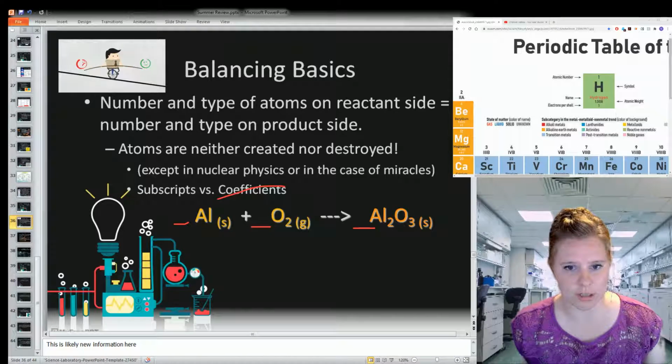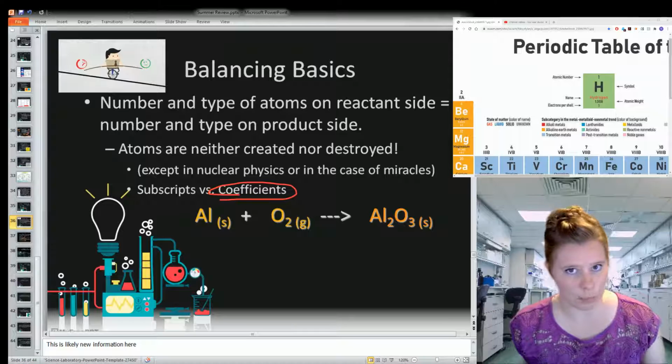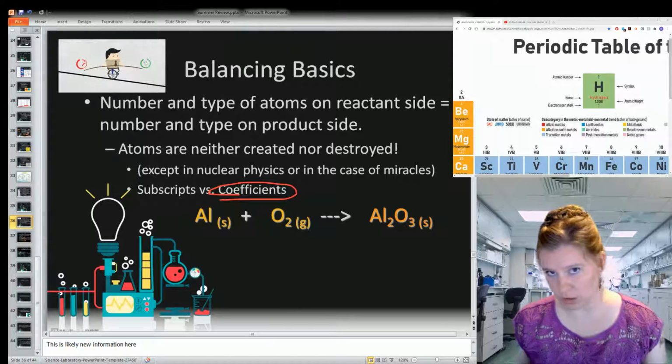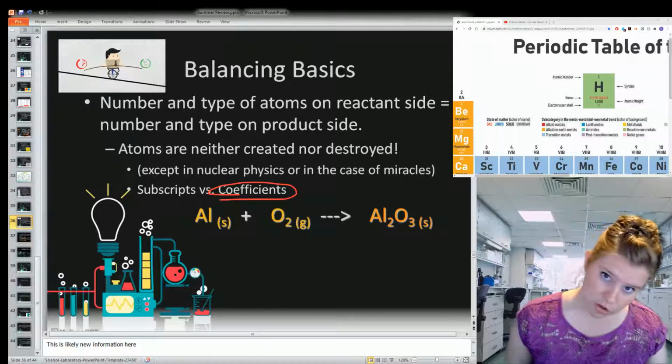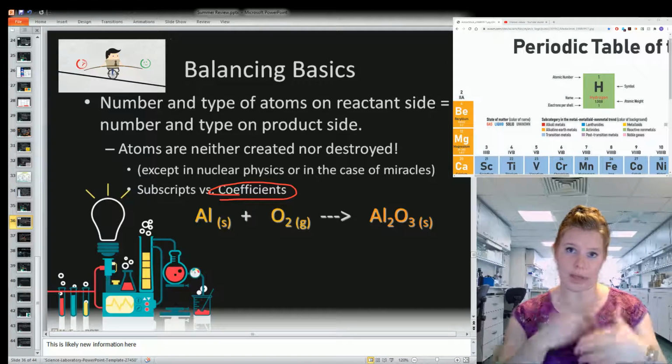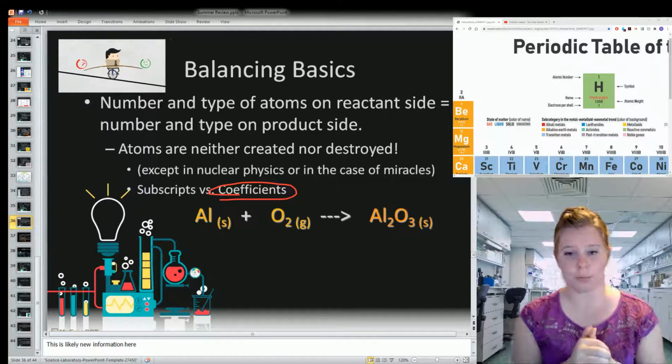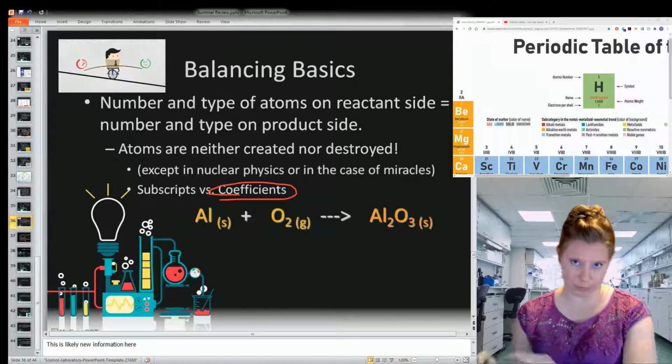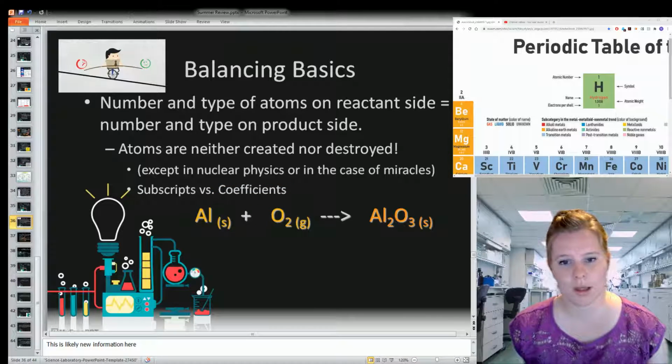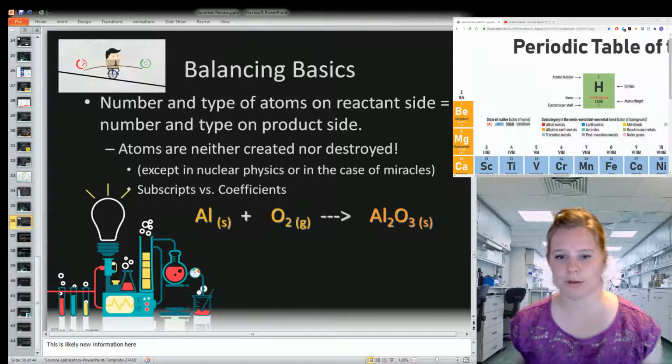And coefficients are what you are going to change when you balance. You do not change the subscripts. You could change the subscripts when you're naming a compound, when you're writing out a formula for a compound, but once you have the formulas correctly written, you do not change them. Okay, that is a big deal. Don't change them. All right, so how would I approach this?